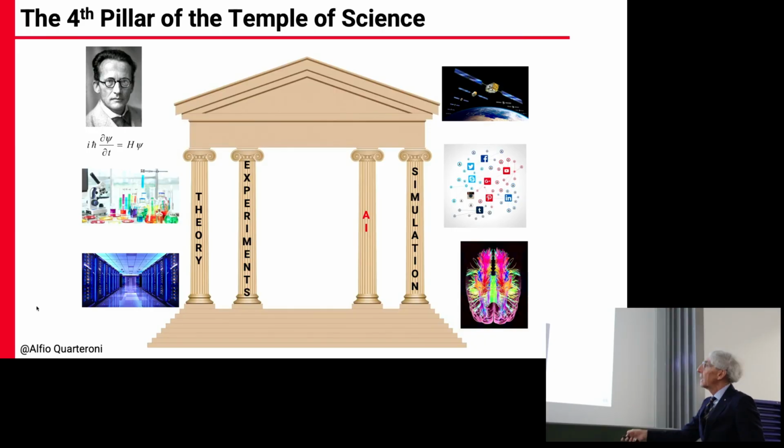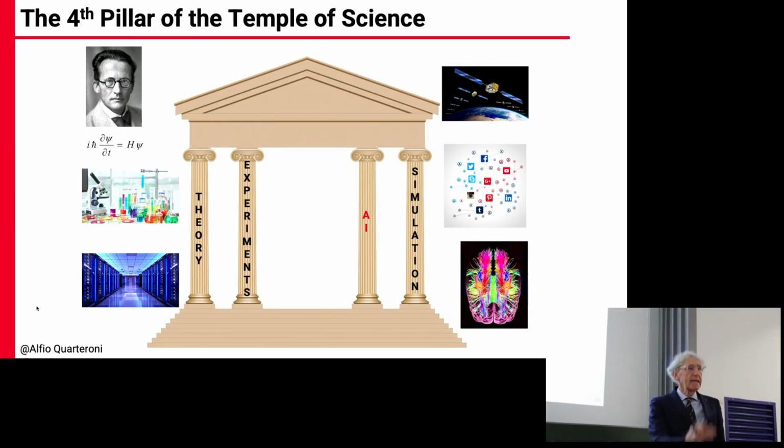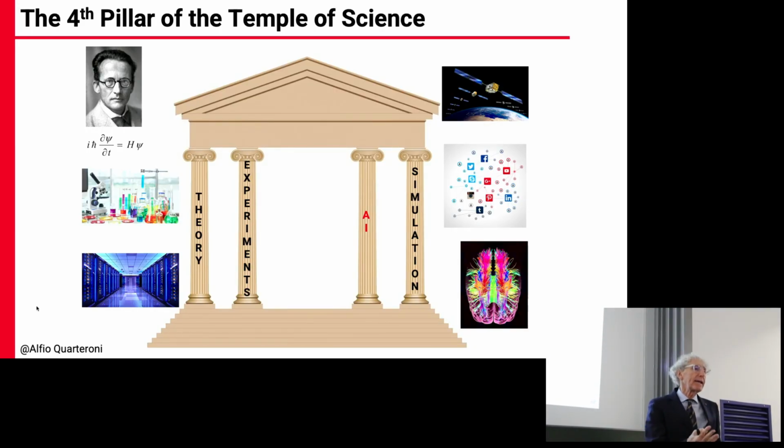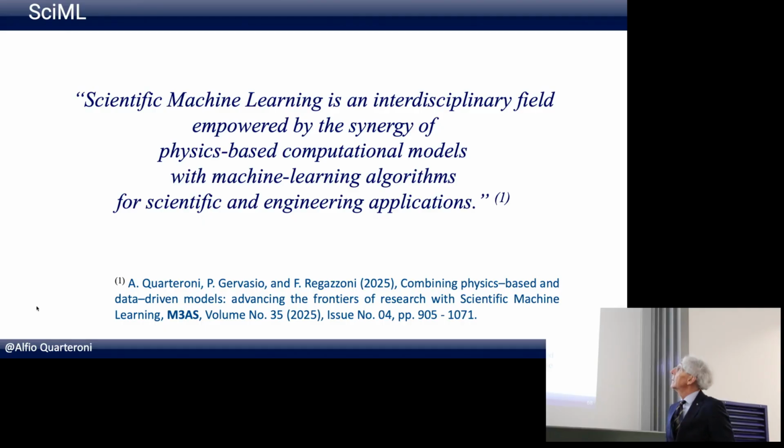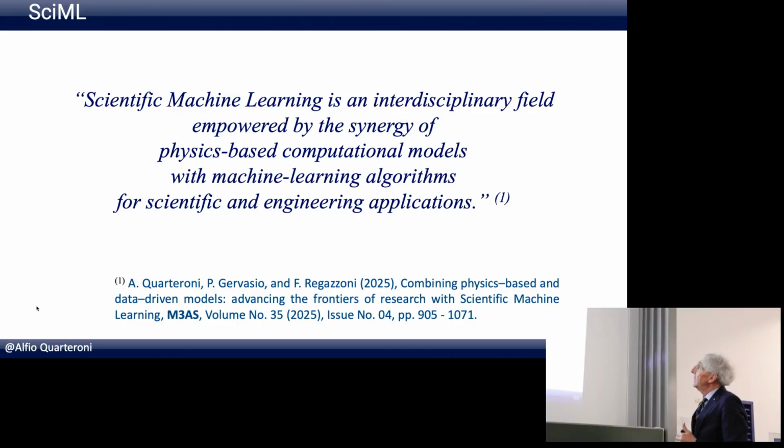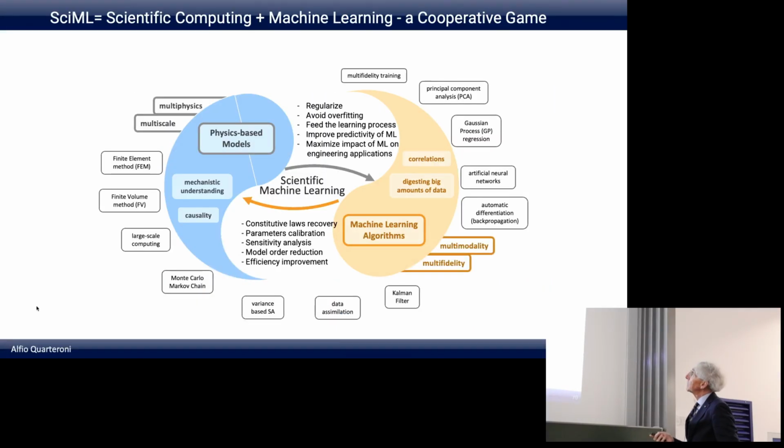That is not an alternative to the other ones. It works in a complementary way. It's a cooperation, not a competition. It should be regarded as cooperation. And this is what is called scientific AI, or scientific machine learning. So what is scientific machine learning? This is one definition: an interdisciplinary field empowered by the synergy of physics-based computational models, those based on theory, and machine learning algorithms for scientific and engineering applications.